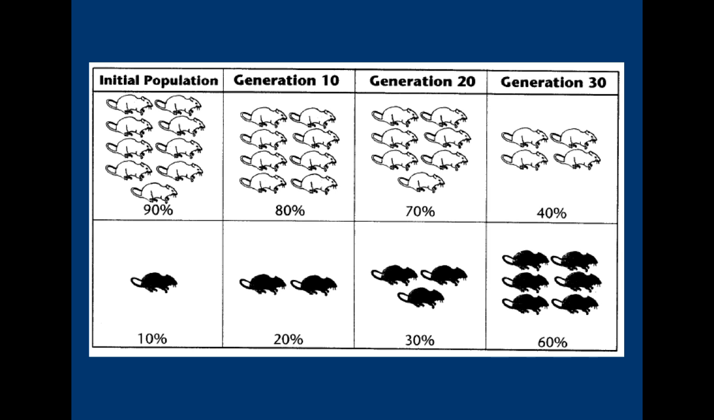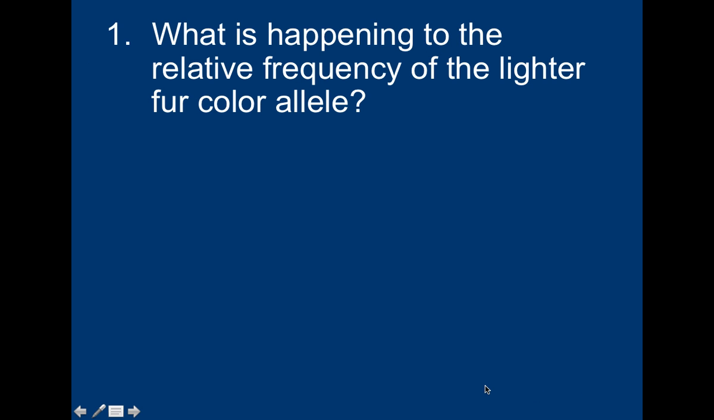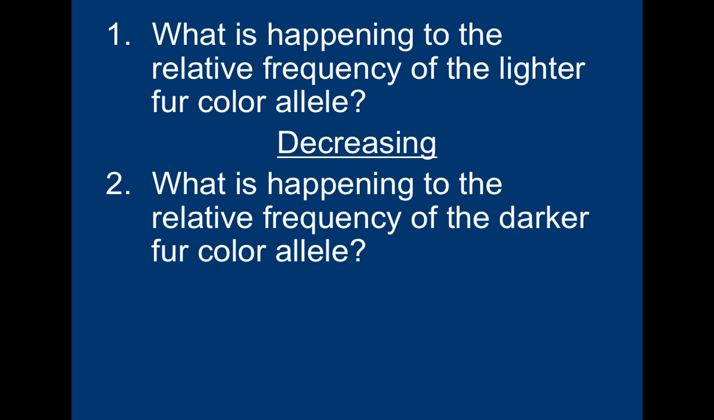All right, so we can actually kind of see this here with the mouse worksheet. A color mutation occurred in a brown mouse population, causing darker fur. The table below shows how the population changed over the next 30 generations. Initially, 90% of the population was light, 10% was dark, and you can see how things progressed from there. What is happening to the relative frequency of the lighter fur color allele? It is decreasing. What is happening to the relative frequency of the darker fur color? It is increasing.